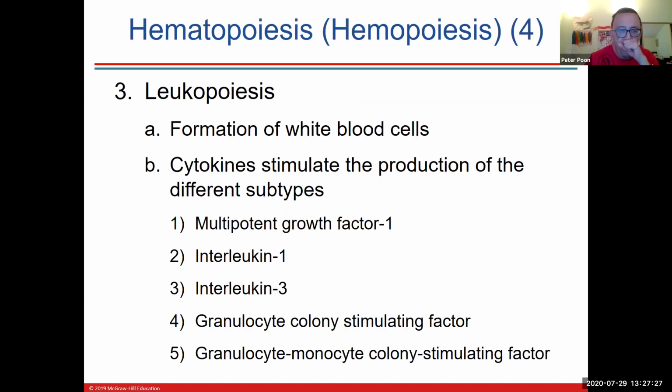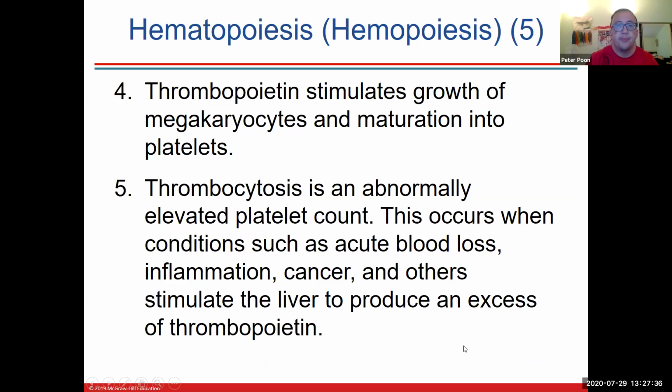Okay. So leukopoiesis depends on interleukins and other growth factors. Thrombopoiesis is basically the breaking off of parts of the megakaryocytes. Thrombocytosis is abnormally high platelet count. Thrombopenia is low platelet count.